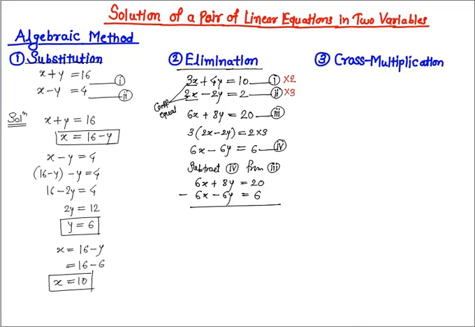What do you get? 6x minus 6x will be 0, so no need to write. Now let's subtract 8y minus of minus 6y. This will be plus 6y. So this will be 8y plus 6y, that is 14y equals 20 minus 6, that is 14. So y equals 1 we get.